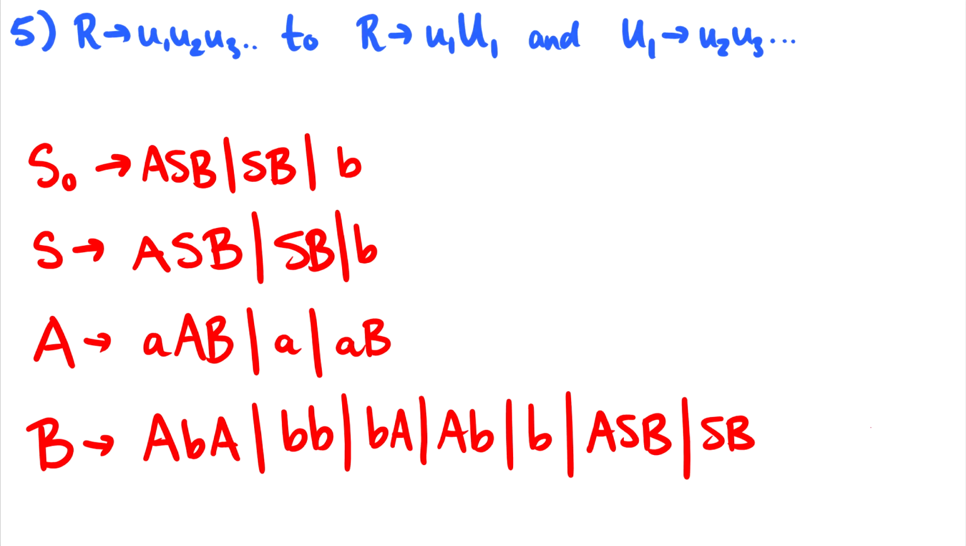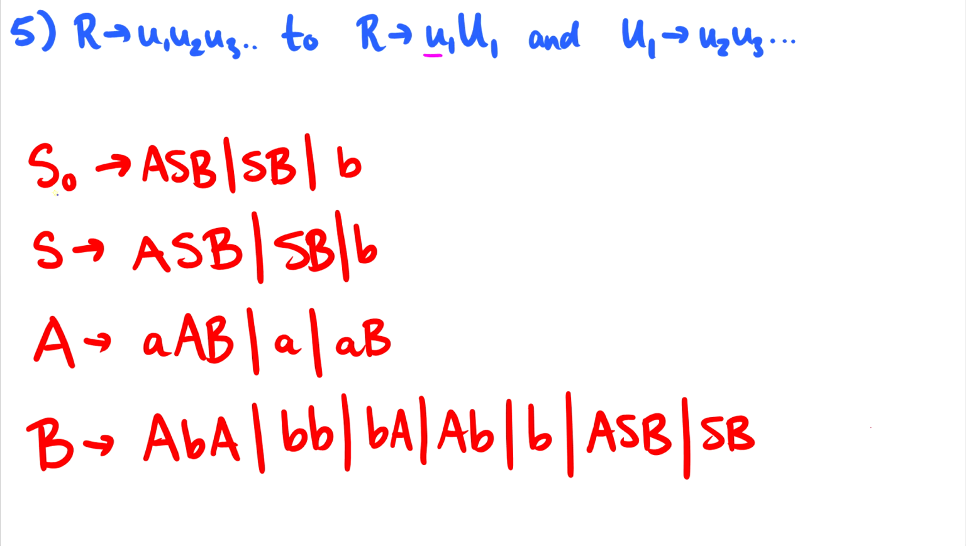Step number 5. We've done kind of the tedious task. And now we're just going to take all of our ternary branching structures and make them binary branching. So if we have R going to U1, U2, U3, and so on, these are terminals or non-terminals, we're going to convert those to R goes to U1, U1, where we have a first terminal or non-terminal, and then we have a variable that contains the rest. So what do I mean by this?